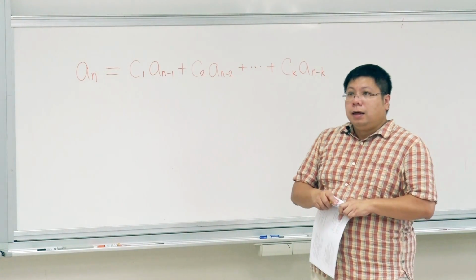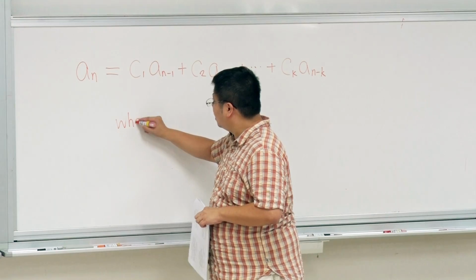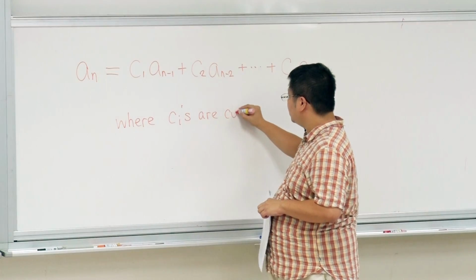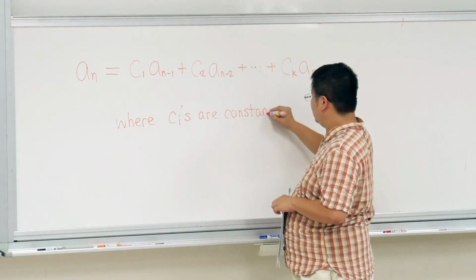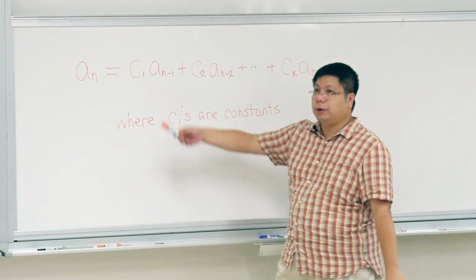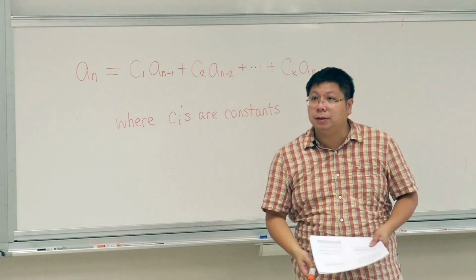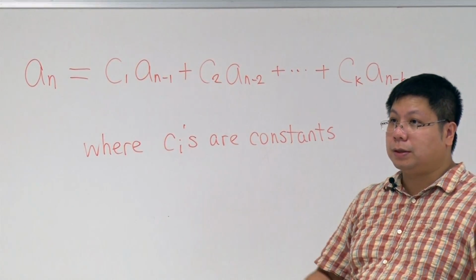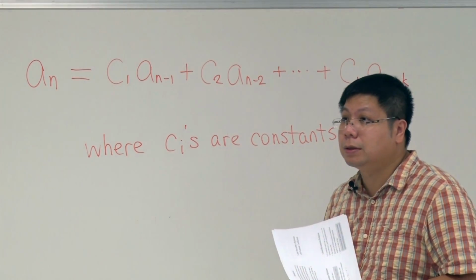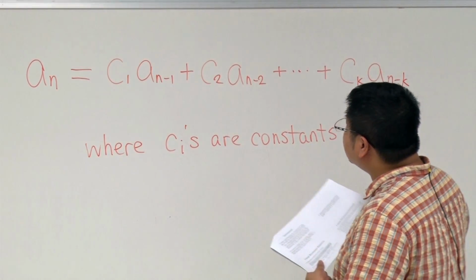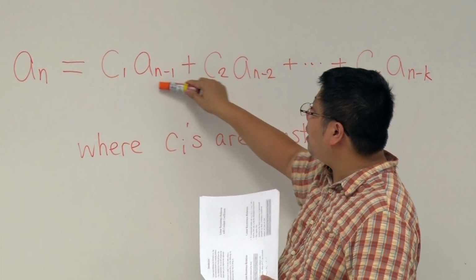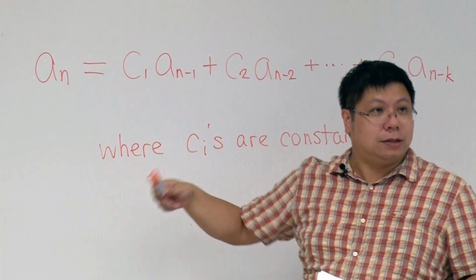Where all the C_i's are constants. So if a recurrence looks like this form, let's say a_n is equal to 2 times a_(n-1) plus 3 times a_(n-2) plus 1 times a_(n-3), something like this, then it is called a linear recurrence. Is that okay? Linear in the sense that each term here is just a single a. You are not having a_(n-1) squared. That is not linear, that is quadratic.